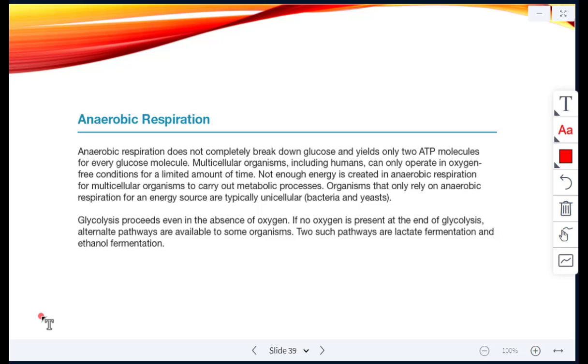This is just a quick recap of anaerobic respiration. Anaerobic respiration does not completely break down glucose. It yields only 2 ATP molecules for every glucose molecule. So multicellular organisms, including us humans, can only operate in oxygen-free conditions for a limited amount of time because not enough energy is created in anaerobic respiration for us as multicellular organisms.